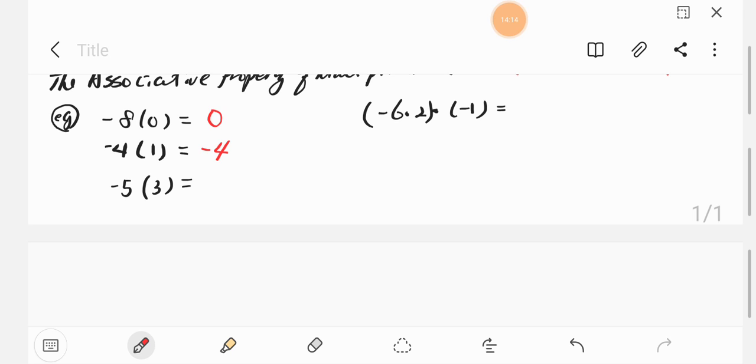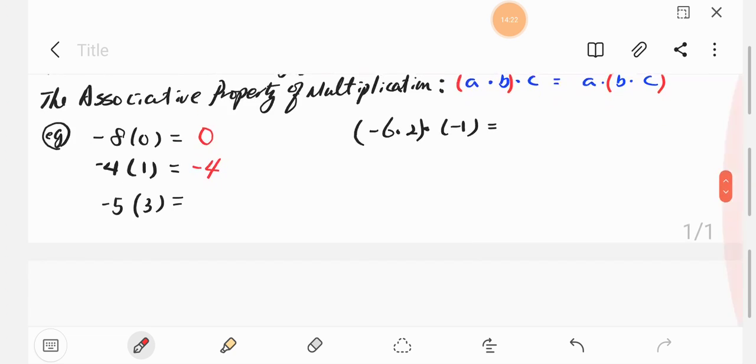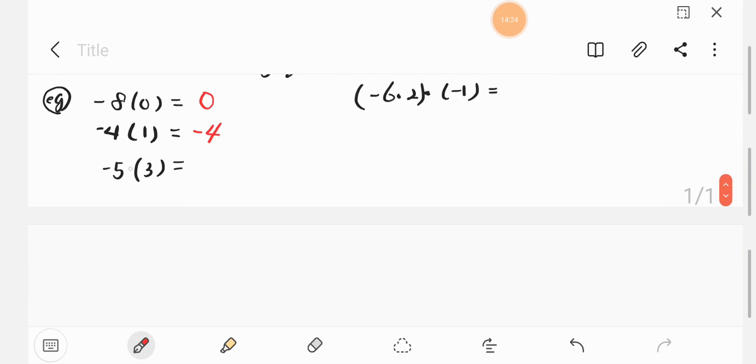How about negative 5 times 3? All right, this is an example of properties. You can multiply these two, but you can switch these two numbers. So 3 times negative 5. Switch these two. So there is a commutative property of multiplication.